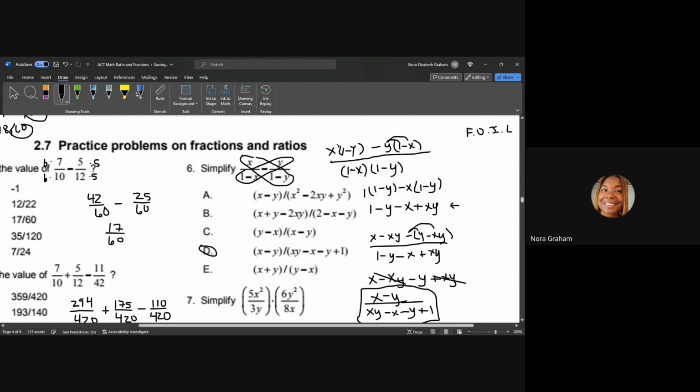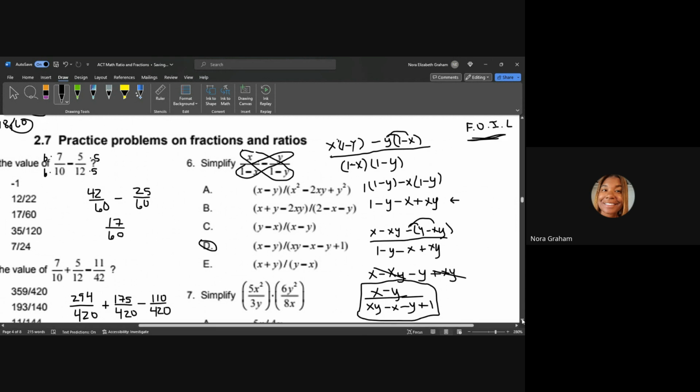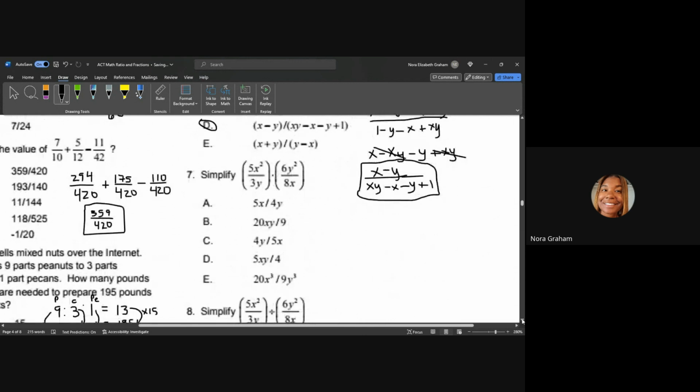Okay. That was more of a tricky one, so there's a lot of steps for that one. And like I said, the key for this one is to know how to FOIL. All right, let's do 7. We have 3 more. Let's do 7.